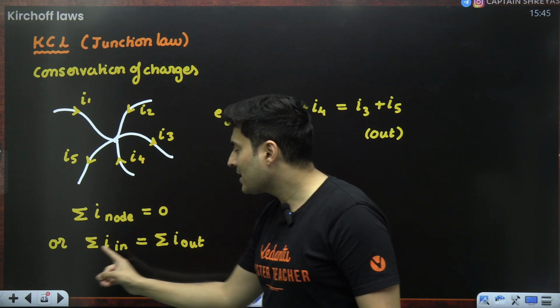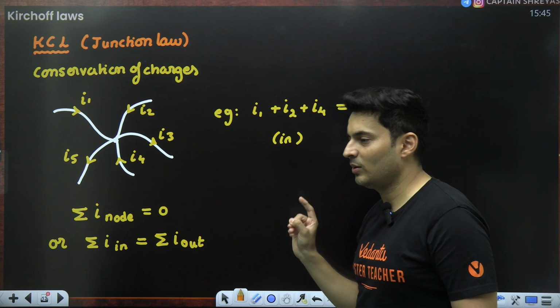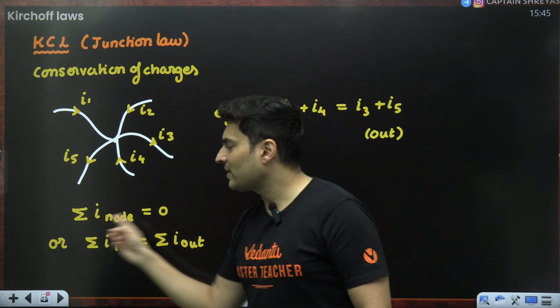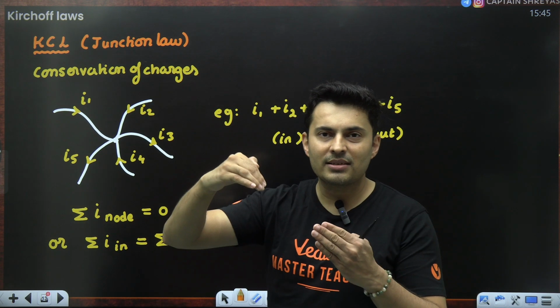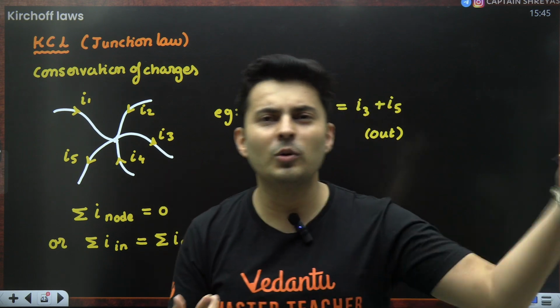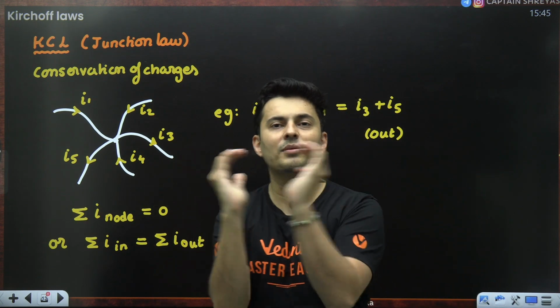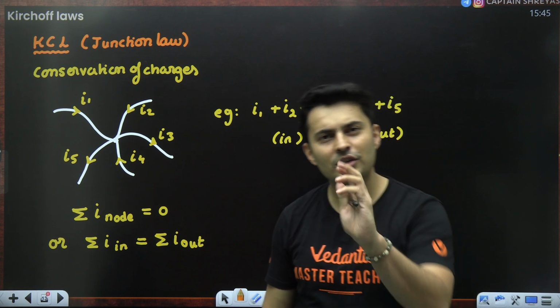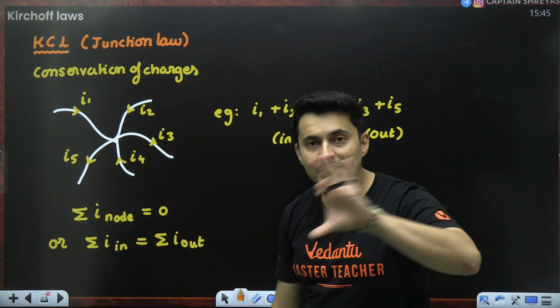So the total current coming inside is exactly equal to the total current going outside, or basically the net sum of the currents at a node is 0. If 2 amperes comes in, 2 amperes should go out. Coming in, if it is taken as positive, going out will be taken as negative. So if you add them, obviously the total sum of the current at a node or a junction should be 0. It is just based on the conservation of charges.